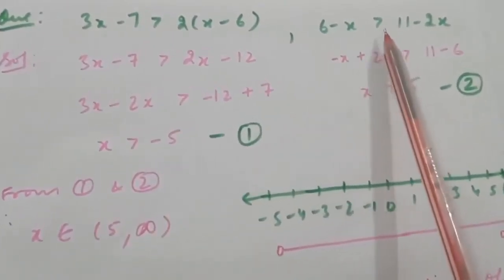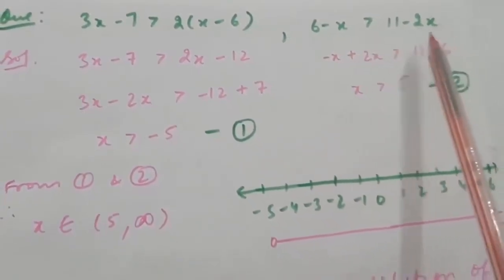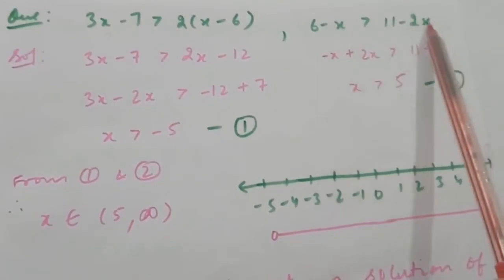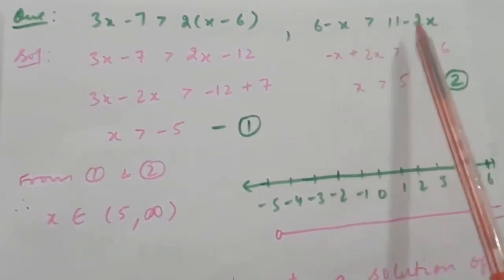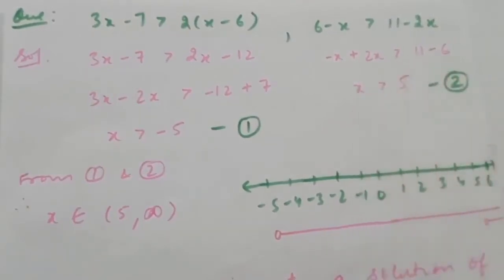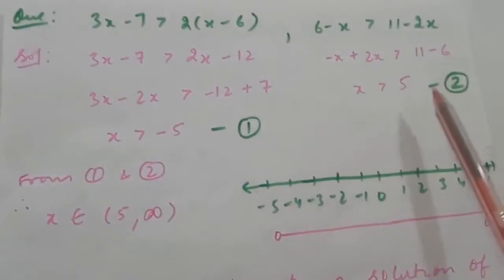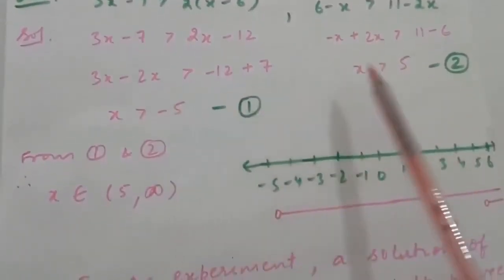Now solving this, 6 - x > 11 - 2x. We are doing what? Adding 2x on both sides. So you will get -x + 2x, and also subtracting 6 on both the sides. So you will get 11 - 6. Now you will get x > 5. Let this be 2. Now we will take the intersection of these two solutions.